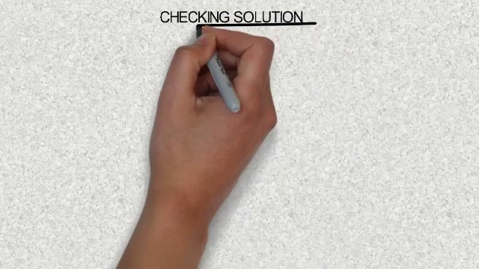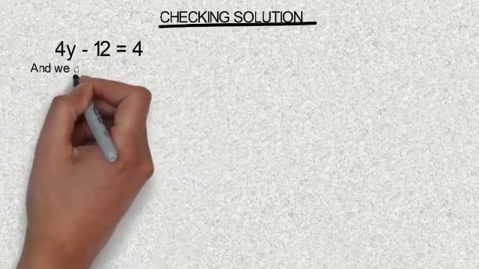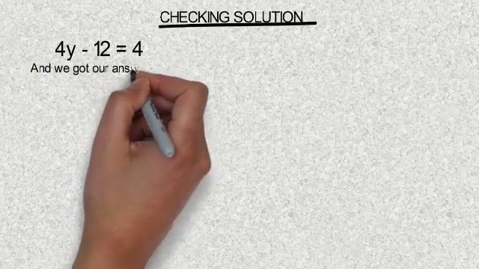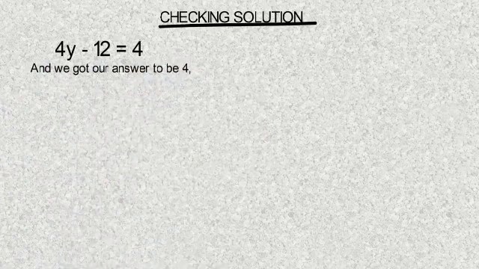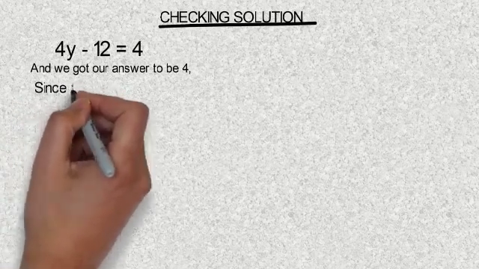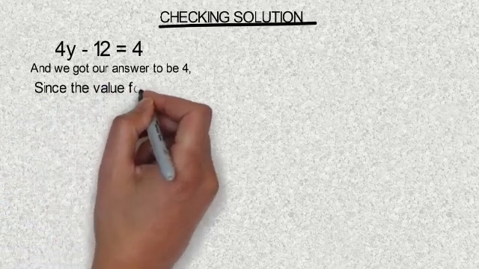Now, let's look at how to check our solution. Checking if our solution is right or wrong. So, from the previous example we solved, checking example 2 we solved, we have 4y minus 12 equals 4. So what do we do here? We have gotten our y to be 4 in that example. So I want to check if my 4y minus 12 will indeed give me what? 4.